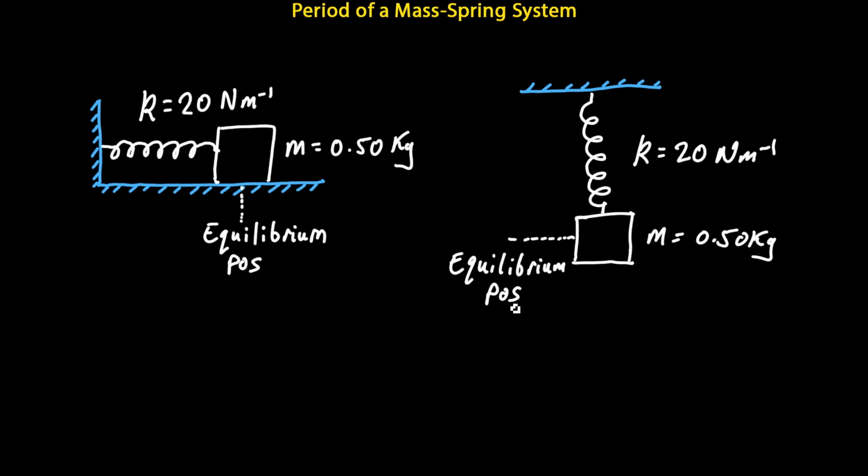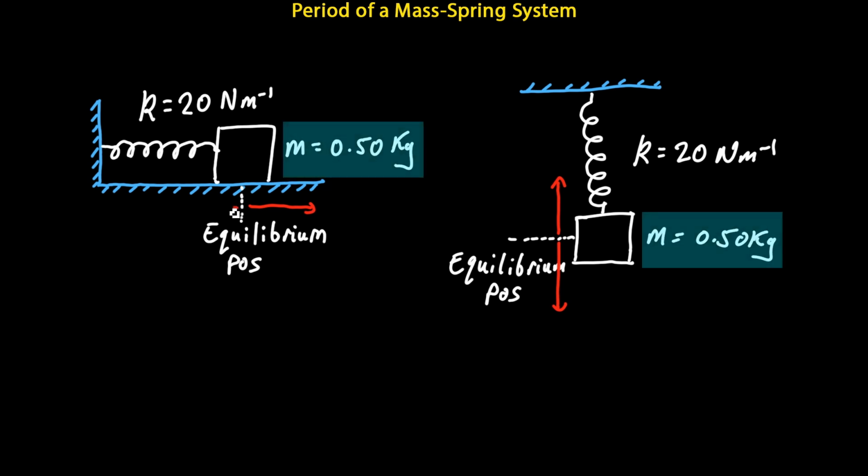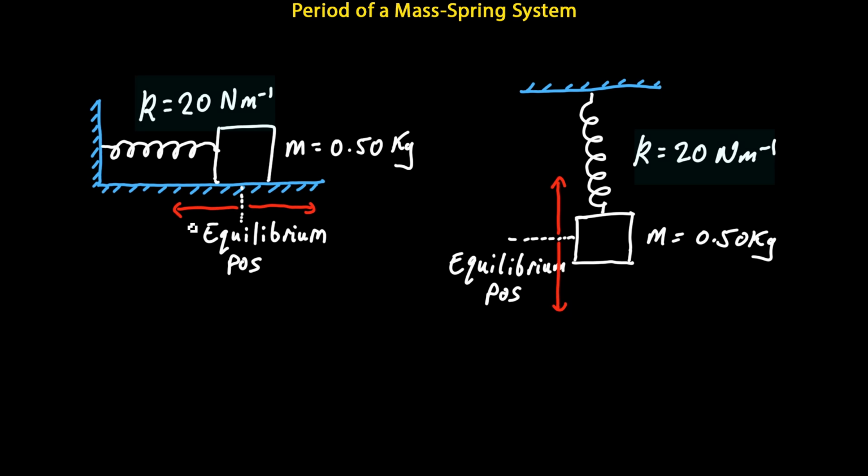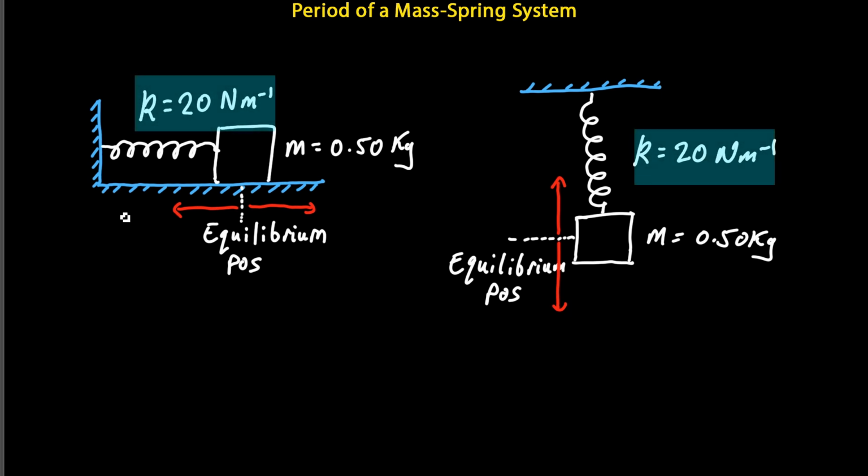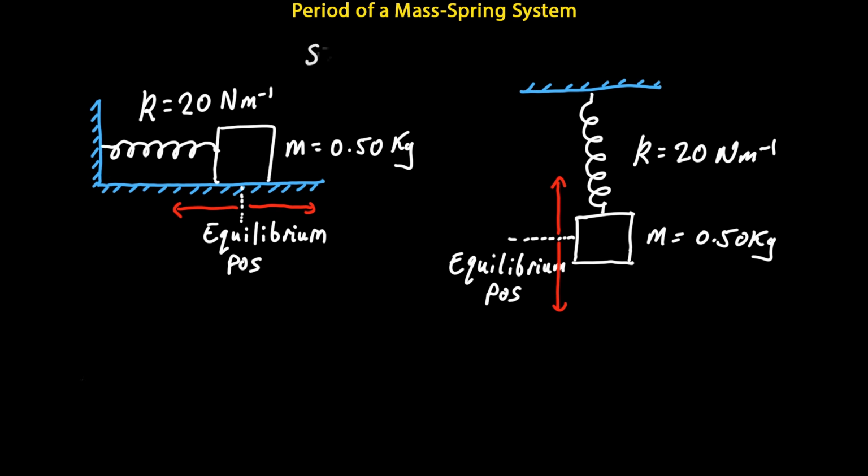When we have a mass attached to a spring, either in a vertical or horizontal position, like I've drawn here, we can set it oscillating back and forth by compressing or extending the mass spring system. Now, if these systems have the same mass, for example, 0.5 kilograms, and the same spring constant, and the spring constant is essentially the stiffness of the spring. So the higher the spring constant, the stiffer the spring.